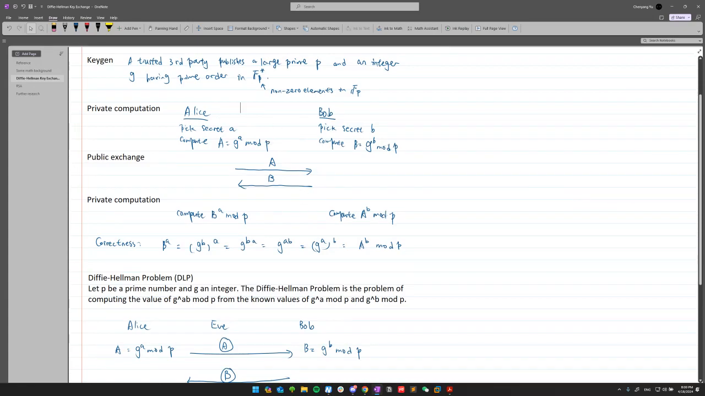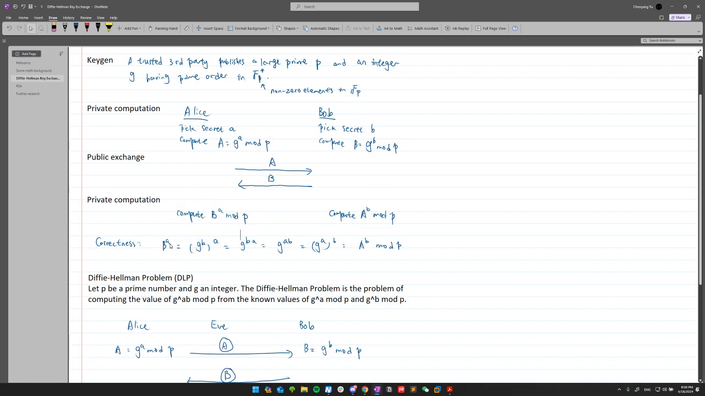They exchange these values, and then Alice can compute B to the a mod p. Bob computes A to the b mod p. Another symmetry. So we claim that in the end they have the same shared secret. This number is the same as this number.